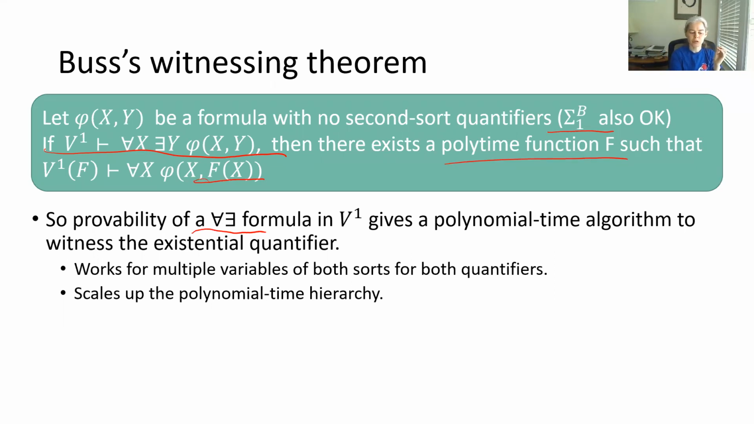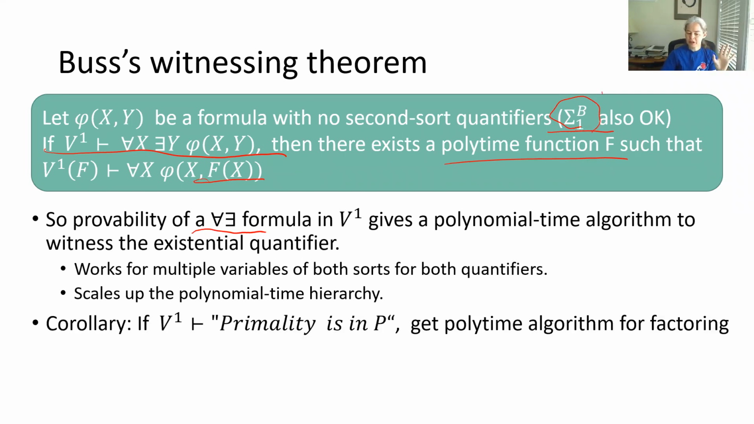So if you can prove that for all x there exists y, and then the formula like that, then you can actually compute y in polynomial time. And this is already really interesting in the sense that if you can prove, for example, that primality testing algorithm works in V1, then you can get a polynomial time algorithm for factoring. And a lot of cryptography goes out of the window.